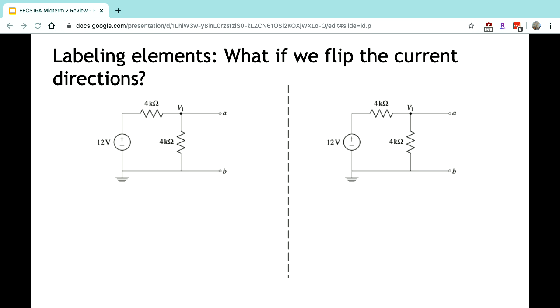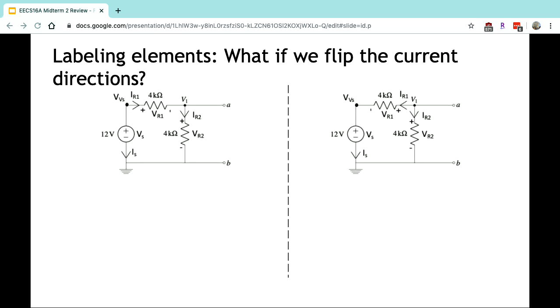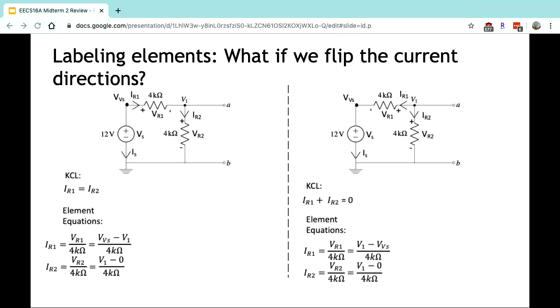Another common question that people have is, what happens if we flip the labeling of our current direction? Here in this example, I have the same circuit, but one person has labeled their R1 current going this way, and the other person's labeled the current going that way. If we take our KCL equations and also our element equations, you'll end up with something like this. You'll notice that you don't get the same KCL equation, and your element equations are different. This one is going to be the negative of this one.